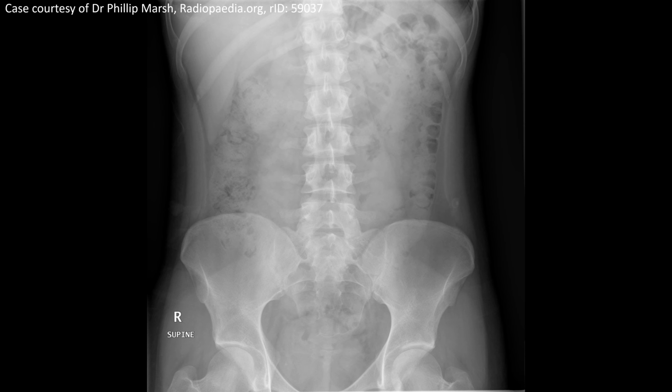This image shows the plain anteroposterior view of the abdominal region taken in the supine position, where we can see the shadow of soft tissues and muscles, as well as the opacity of bones. Let's try to identify various structures in this image.